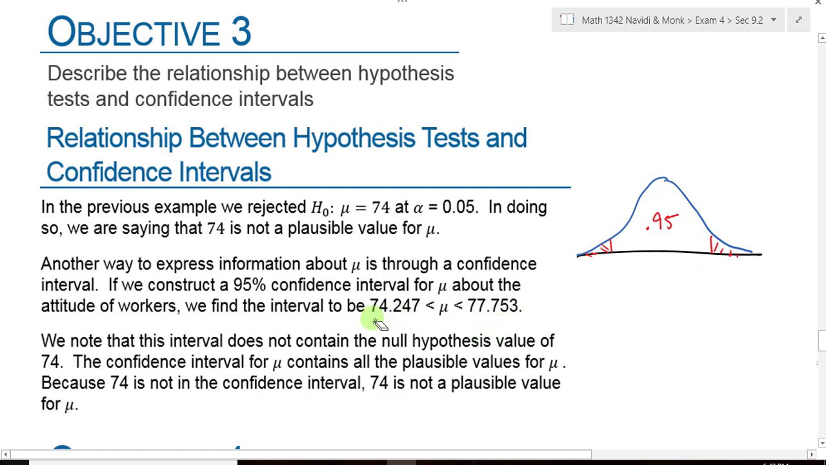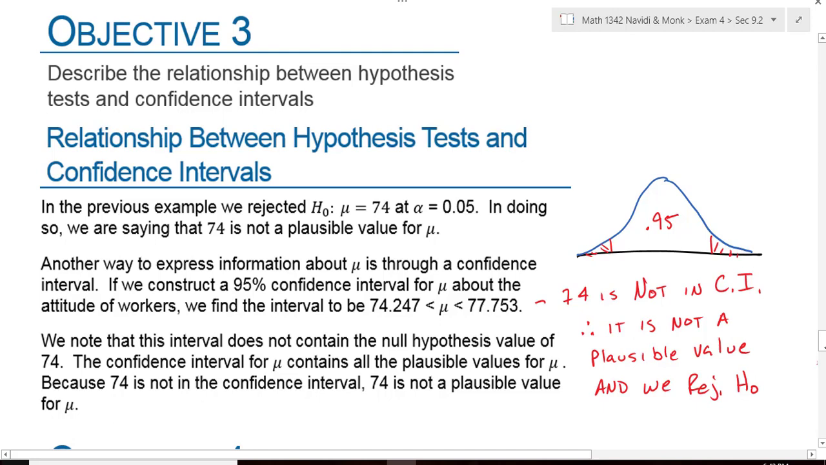Because 74 is not in this range of values, we say that 74 is not plausible, and that would lead us to reject the null hypothesis. The three dots mean therefore. Because it's not a plausible value, we can reject that null hypothesis using a confidence interval. Confidence intervals can be used anytime you have a two-tailed test. If you have a one-tailed test and you want to use a confidence interval, you have to double the area to get the same results.